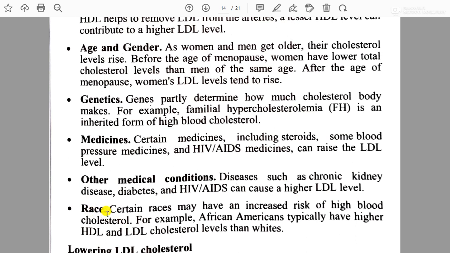Then race, that is, certain human races may have an increased risk of high blood cholesterol. For example, African Americans typically have higher HDL and LDL cholesterol levels than whites, that is the Europeans.